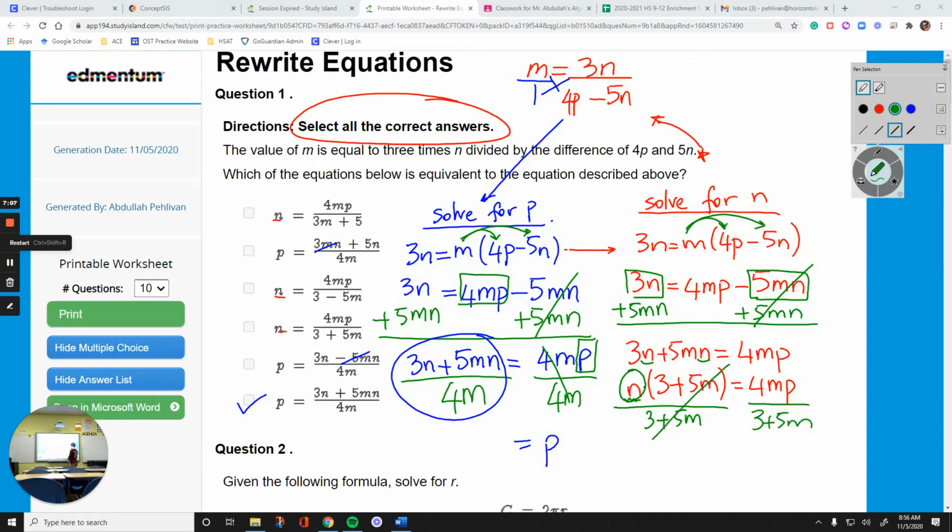In which case, these two will cancel each other out, and then I'll have n equals this term right here. That's going to be my n. 4mp divided by 3 plus 5m, not this one. 4mp divided by 3 plus 5m. This is my answer right here, and then that's my answer right there. I have two answers. That was 2 questions.